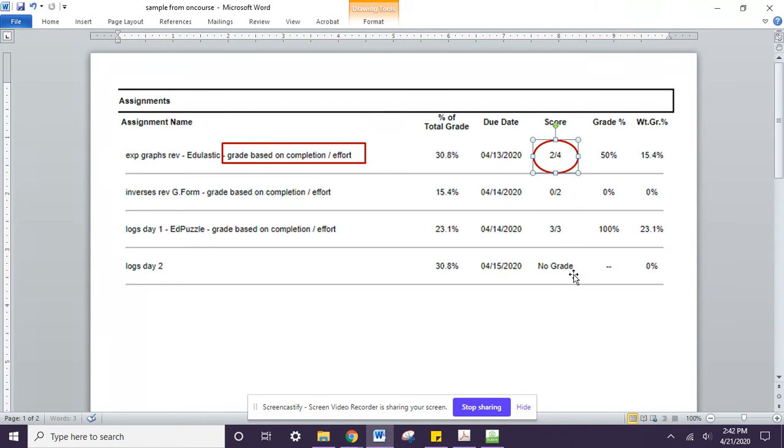Last possibility in the gradebook is that something says no grade. All that indicates is I haven't had a chance to either grade the assignment or update on-course yet. So if you see no grade, don't worry about it. As soon as I input the grades, some score will be there. If you have any questions about that, you can let me know. The Google Doc is a good place to ask those questions today.